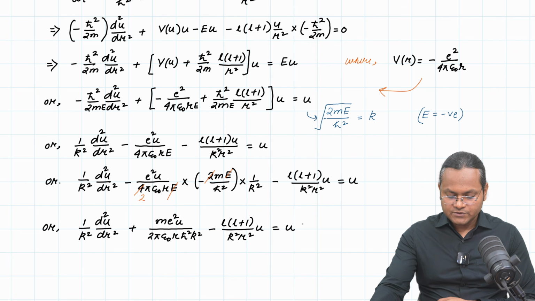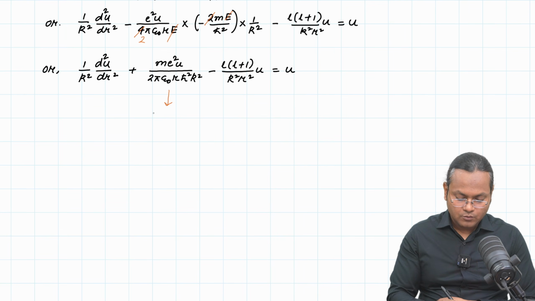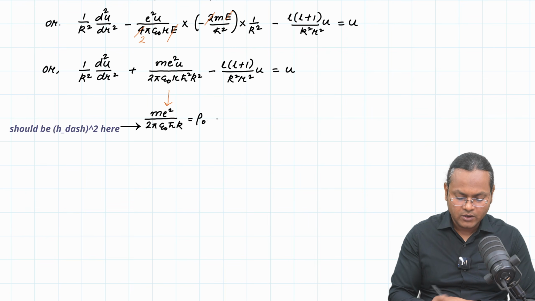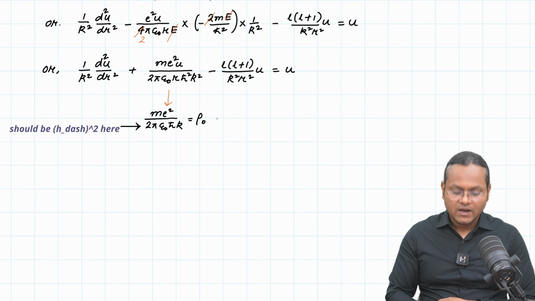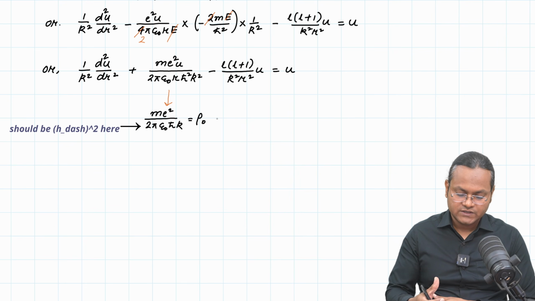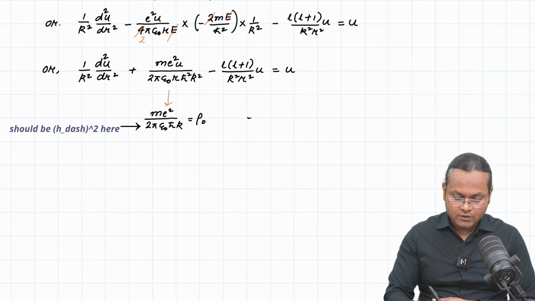Let's make a few more substitutions, okay? Where m e² upon 2π ε₀ ħ k equals ρ₀, because these are all constants. m is the mass of the electron, e electronic charge, π ε₀ ħ, these are all constants. k here depends on the energy, which is also a constant in the system because of the conservation of energy principle. So we can think of this as a constant for a given case. And let us also make the substitution of ρ equals kr.